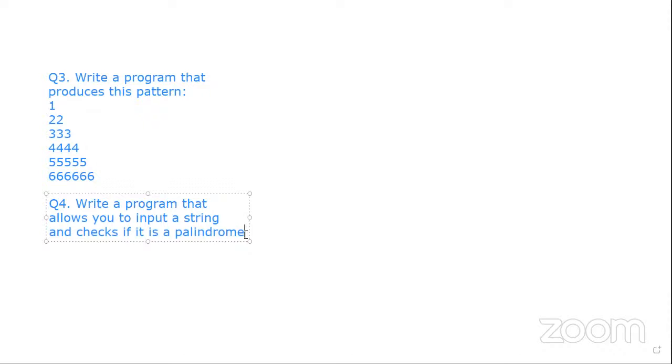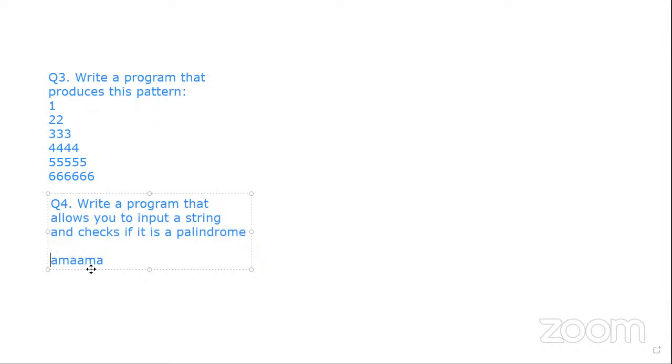Now, what is a palindrome? Well, say the string is AMA, okay? So forward and back, it has the exact same letters. So if you read it from the start, it's AMA. If you read it from the end, it's AMA. So from the start or from the end, forward or back, the letters are exactly the same.